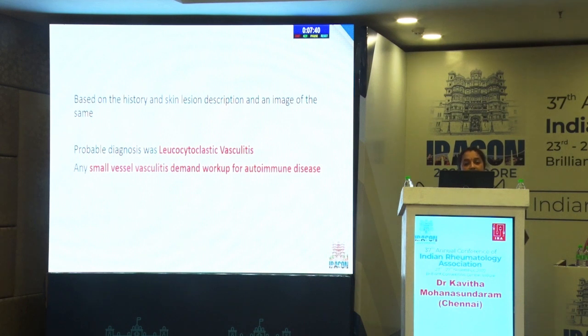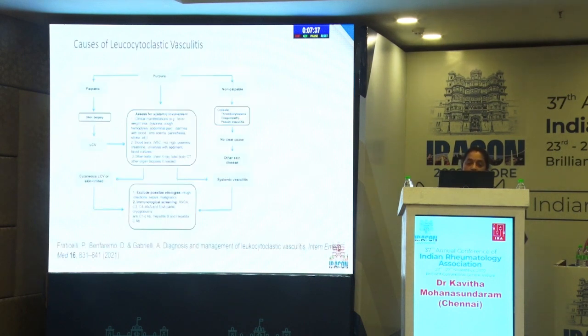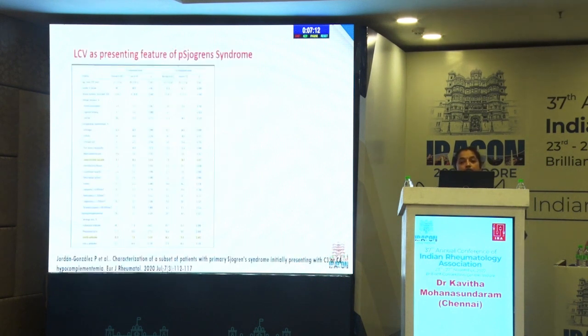Any small vessel vasculitis demands a workup for autoimmune diseases. In a private institution, whenever there is purpura, we go ahead with a skin biopsy for LCV. Apart from ruling out common causes like drugs or infections, we also have to do ANA, ANCA, and complements if possible, along with routine blood investigations like a complete blood count and urine routine. LCV as a presenting feature of Sjogren's is well known to us, and when it presents with Sjogren's, complement levels are usually low, associated with hypocomplementemia and anti-Ro antibodies.